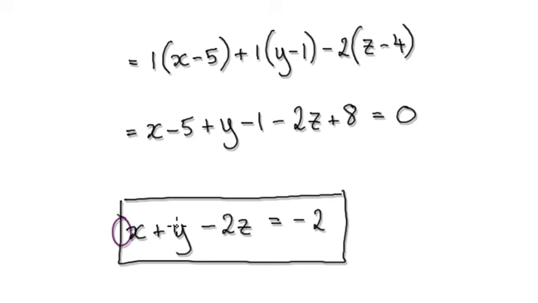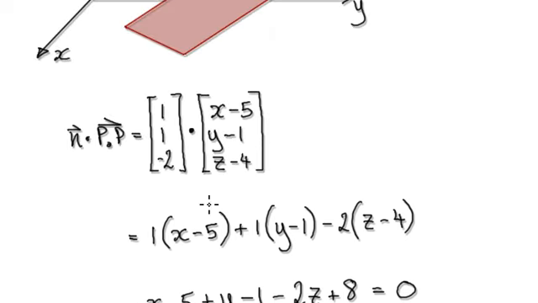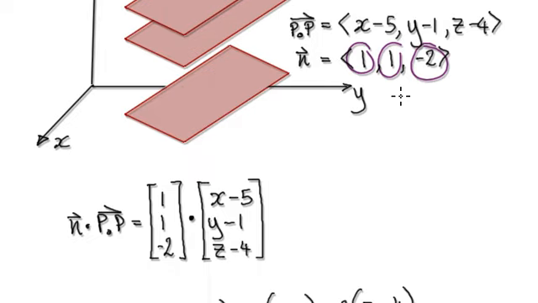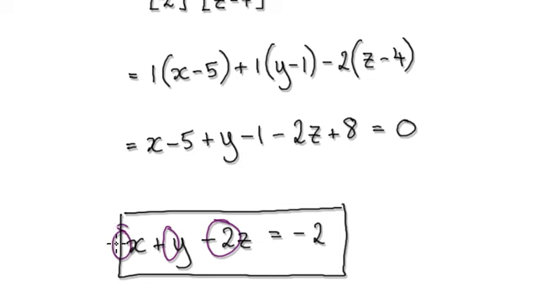Notice that this is our normal vector here. Okay, so this is our normal vector. Just bear that in mind. Okay.